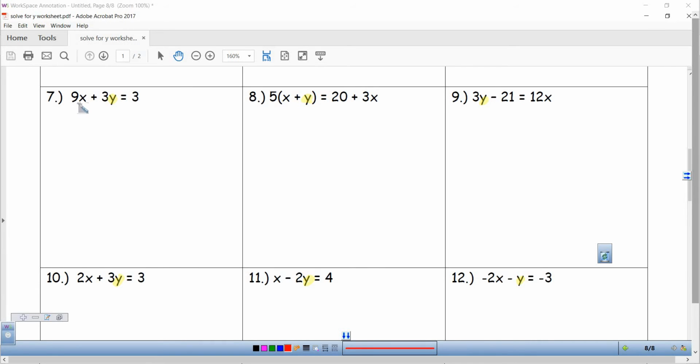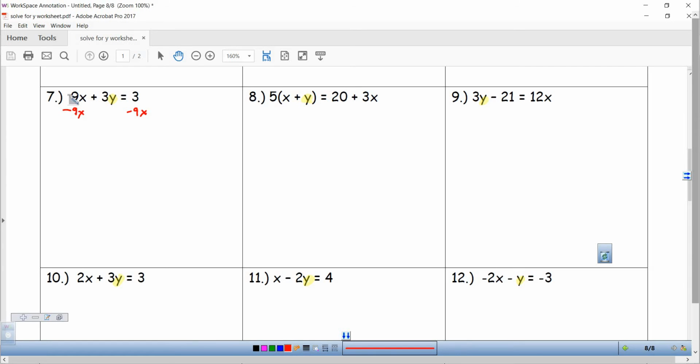So what do I have here? I have 9x plus 3 times y. Remember, we do the opposite operations in the opposite order. Now we're not solving for x. So this x here, I don't want to get that by itself. It's with the 9x. My goal is to get the y by itself. The 9x is being added. So the first thing I'm going to do is subtract 9x.